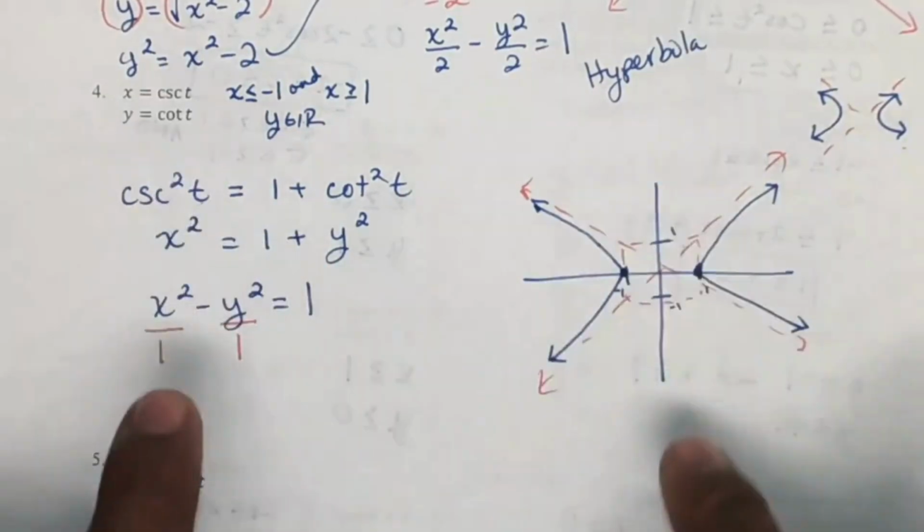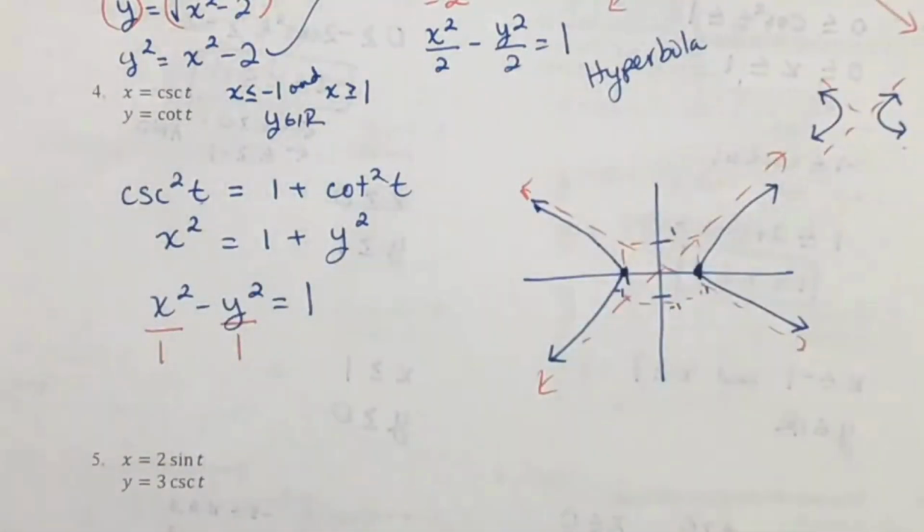So with the restrictions, with this eliminating parameters, we end up having a full hyperbola that's x squared minus y squared. All right, what about this last problem here? So let's think about our restrictions. Any value of t can be plugged in here.